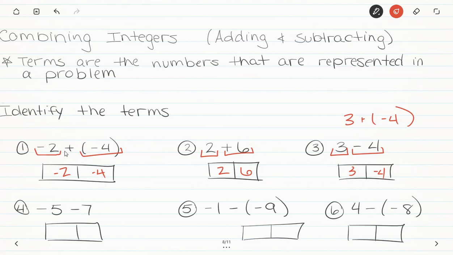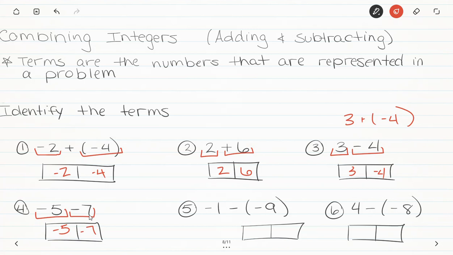Go ahead and try number 4 on your own. See if you can figure out what are the 2 terms for number 4. So number 4, we have -5, and we also have a -7 because this -5 term and then the minus sign that goes with the 7, minus and negative mean the exact same thing. So we have a -5 and a -7.